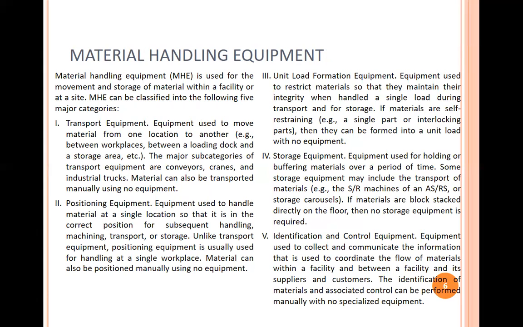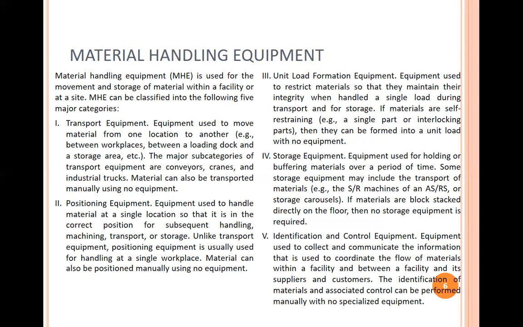Two, positioning equipment. Equipment used to handle material at a single location so that it is in the correct position for subsequent handling, correct position for machining, transport, or storage. Unlike transport equipment, positioning equipment is usually used for handling at a single workspace. Materials can also be positioned manually using the equipment. Di ka umalis sa pwesto. 3. Unit load formation equipment. Equipment used to restrict materials so that they maintain their integrity when handled as a single load during transport and for storage. If materials are self-restraining, that is single part or interlocking parts, they can be formed into a unit load with no equipment.